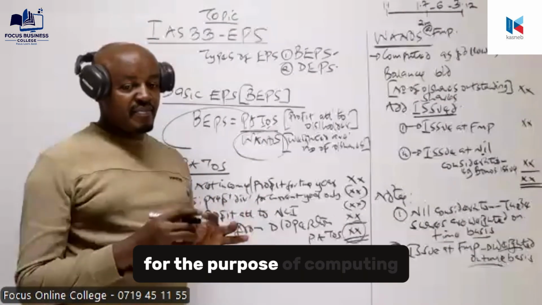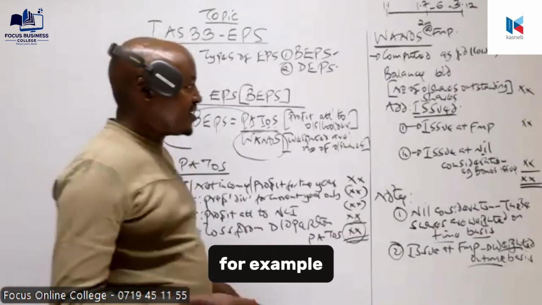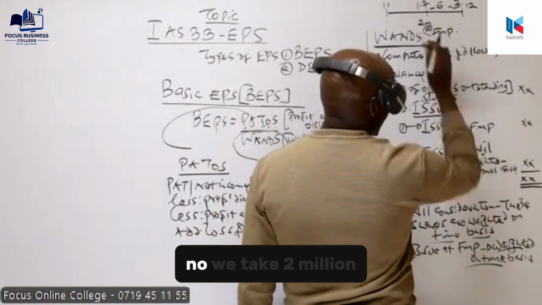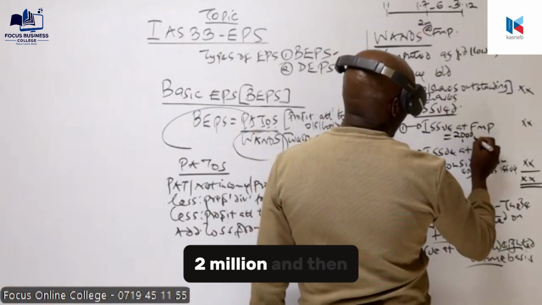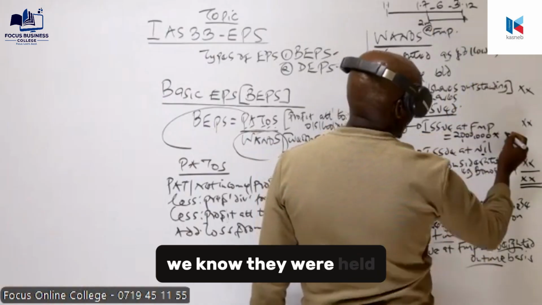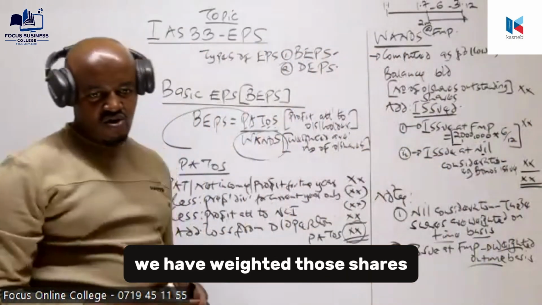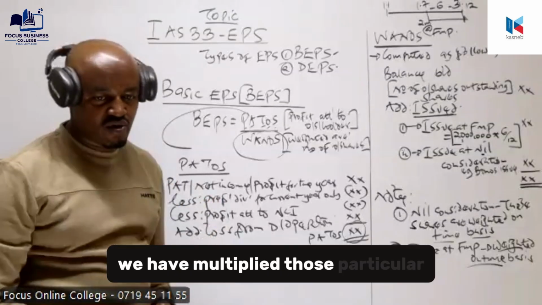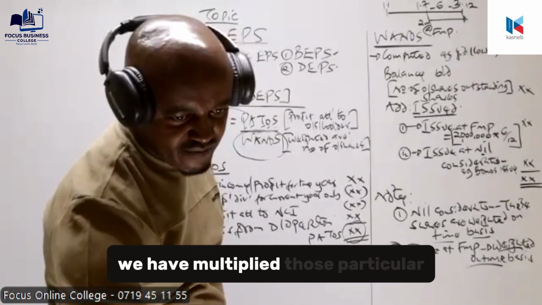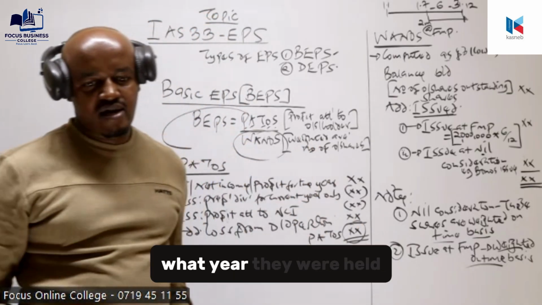For the purpose of computing the earnings per share, those shares should be multiplied by the proportion of time they were held during that year. For example, because these shares were issued at full market price, when adding them here, do we add them as 2 million? No. We take 2 million, and then we multiply those shares by the proportion of time they were held. We know they were held for 6 months out of 12. So we have weighted those shares on a time basis. We have multiplied those particular shares by the proportion of time they were held during that year.